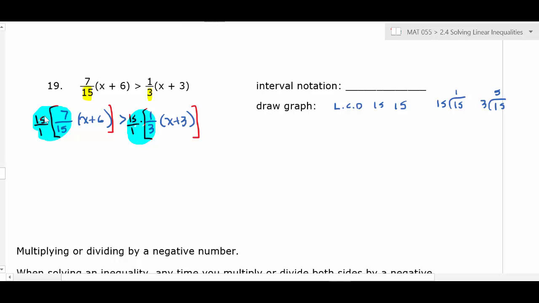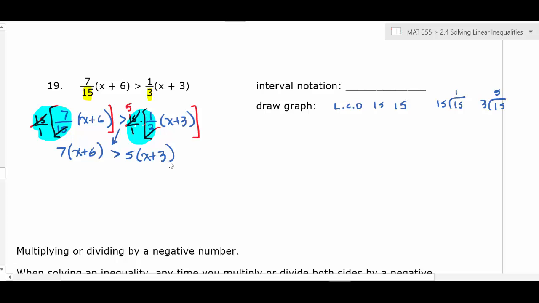Okay, and when you do this, 15 divided by 15 just cancels out. So that gives basically 7 times x plus 6. Okay, like that. Then when you go over here, 15 divided by 3 is 5. So you've got 5 times x plus 3. So write it down. Bring down the greater than, and you have 5 times x plus 3.